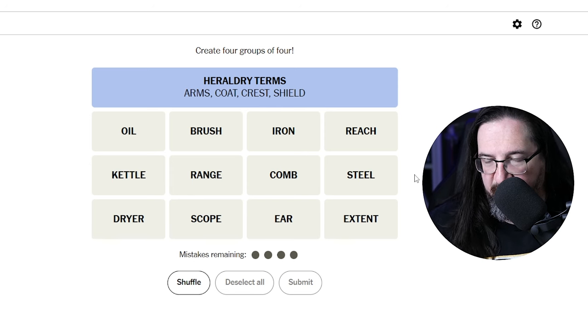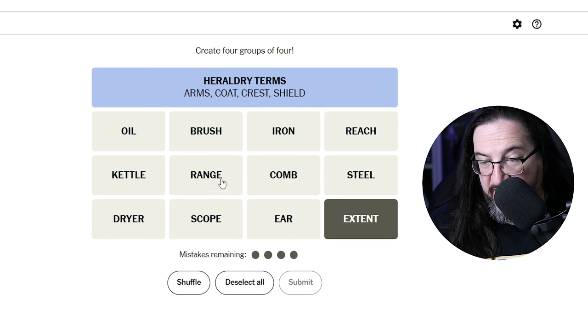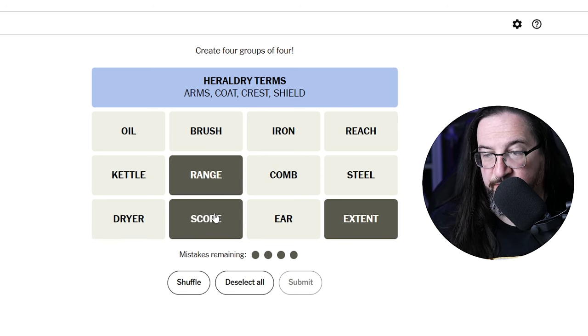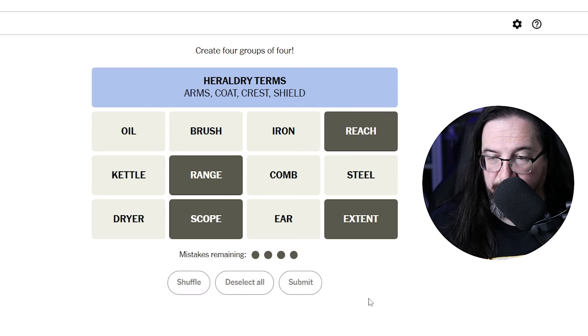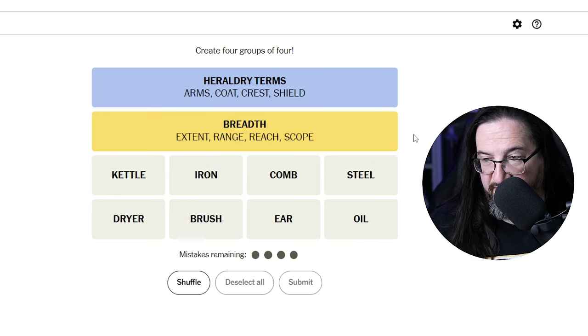Okay, so an ear of corn? Kettle corn? Ear of corn? I don't know. Maybe? Not sure about that one. An extent, a range, a scope. Oh, I like that. The reach, the range, the scope, the extent, a measurement of how much. Breadth. Yes, okay, that's a synonym. All right, so we have the yellow and the blue. We need the green and the purple.